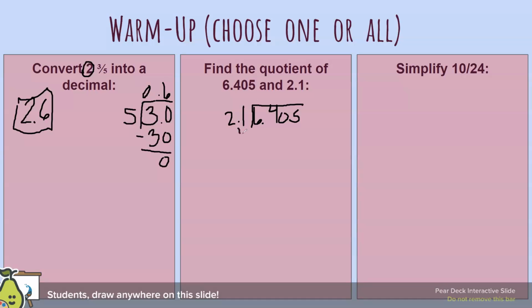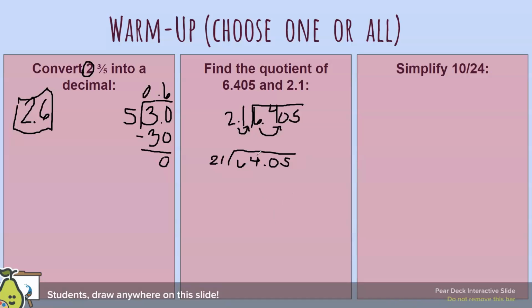So you're going to need to move the decimal once. Move the decimal once. So that means that this is now actually 64.05 divided by 21.